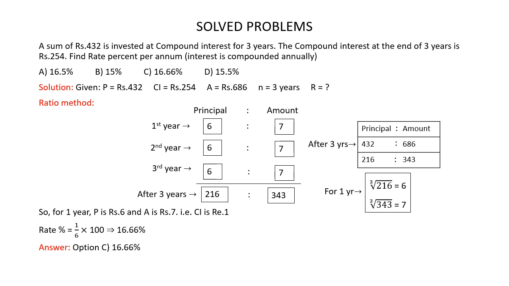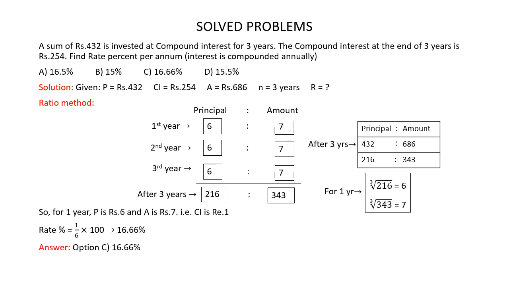Now here it's given that the principal is rupees 432. Compound interest is rupees 254. Now since amount is equal to principal plus compound interest, here amount would be 432 plus 254, which is rupees 686. Time is given as 3 years and we are asked to find the rate of interest. Now since time is given as 3 years, it means that the principal and the amount have to be a perfect cube.